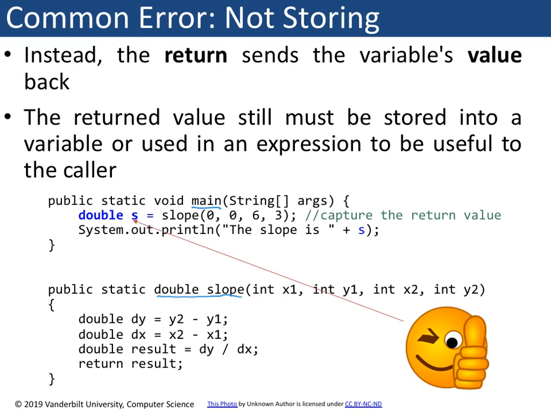So to recap that, we declared a variable and we assigned that variable some expression, and that expression in this particular case was a call to slope. Slope executes and returns a value, so our expression evaluates to the value returned by slope. Then we assign that value to the variable s. Now, when we make use of the variable s in this next print line statement, s contains the value which was returned by slope. So in this way, we have captured the value and we are able to make use of it in the rest of our program.